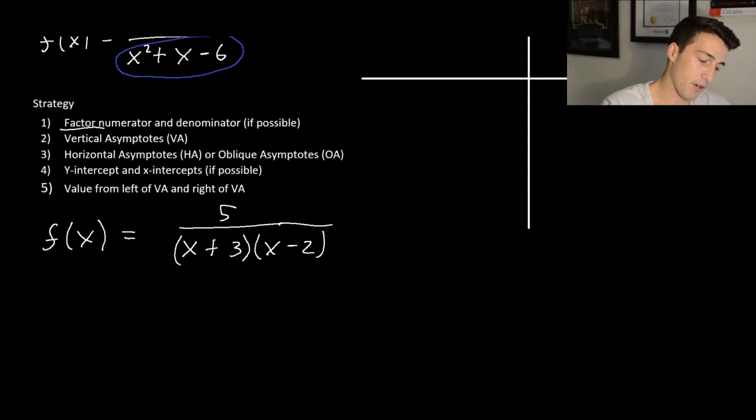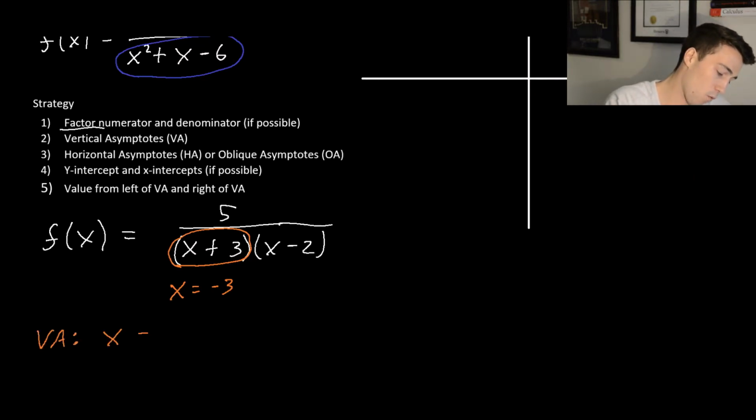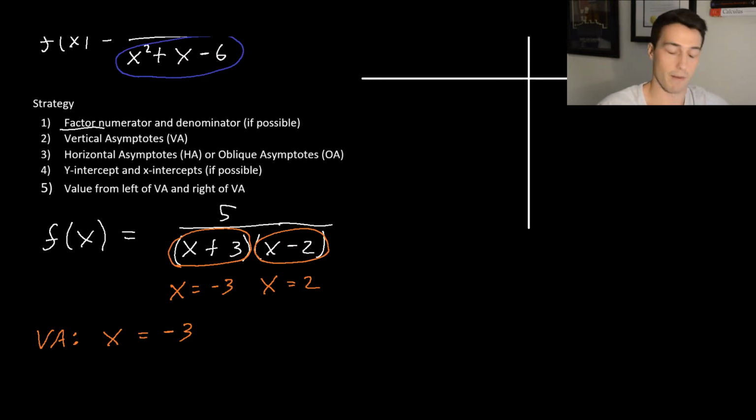So here, if I put in values of x equal to -3, this term here would be 0, and therefore the whole function would be divided by 0 and undefined. So we're going to have one vertical asymptote, so I can write VA. One of them is going to be at x equal to -3, and the other one, if I do x equal to 2, then this term is going to be 0, and the full function is going to be divided by 0. So the other one is going to be at x equal to 2.